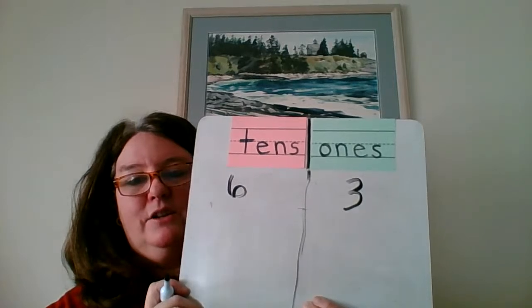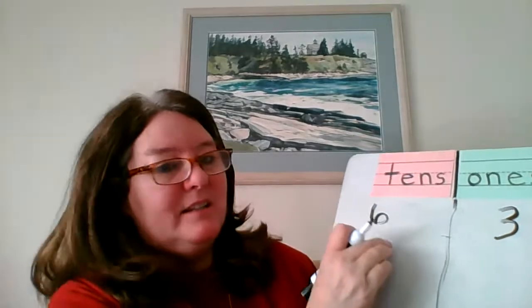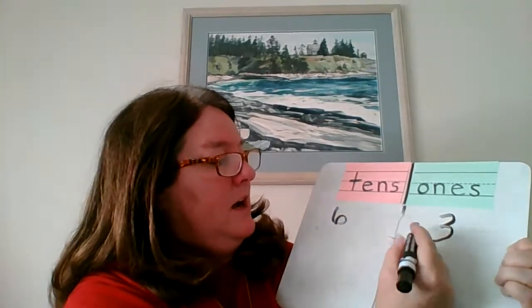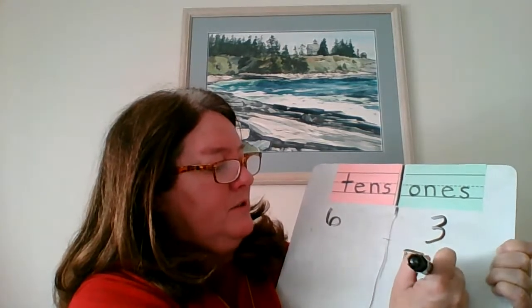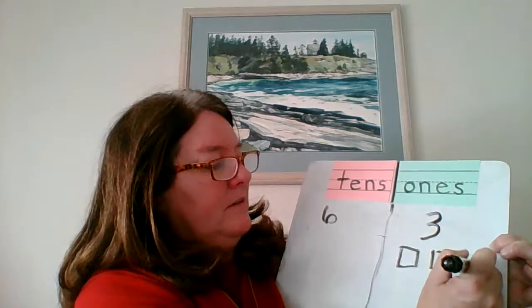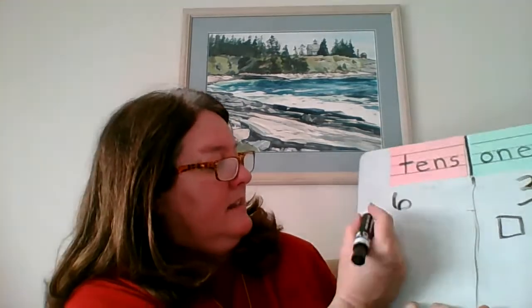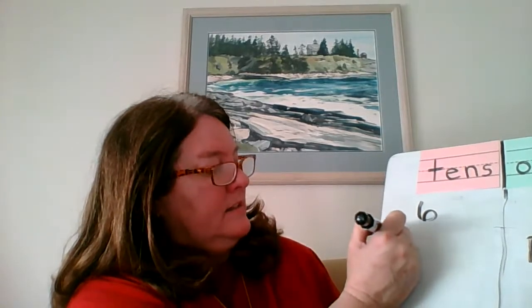I think you guys are doing a great job. All right, let's check it out. The number is 63. 3 tells me 3 1's. So we should have 3 1 squares. And the 6 tells me 6 10's. So I need 6 of these tall 10 sticks.